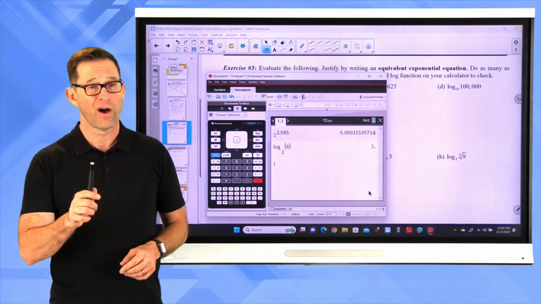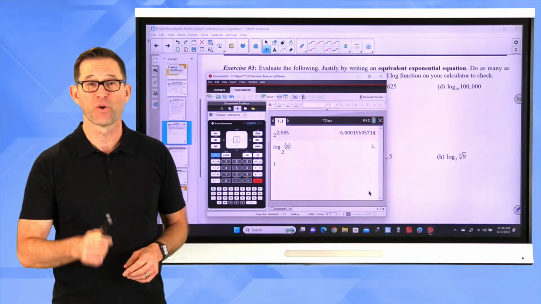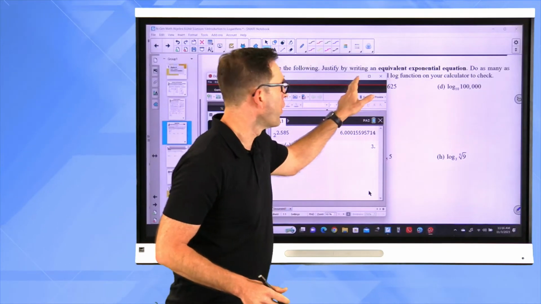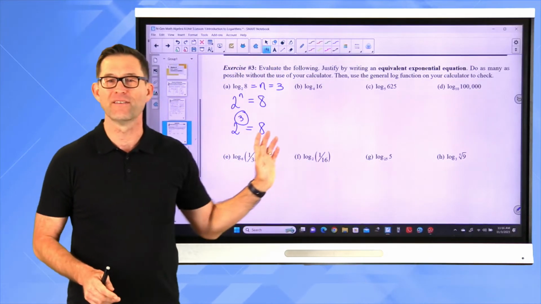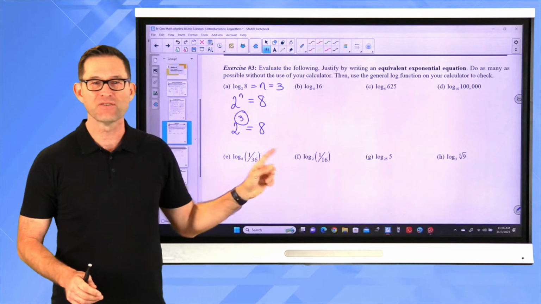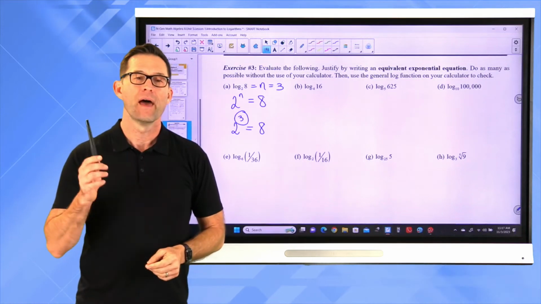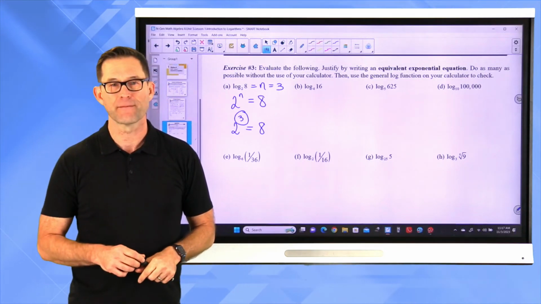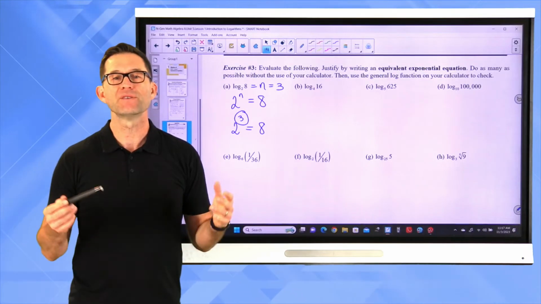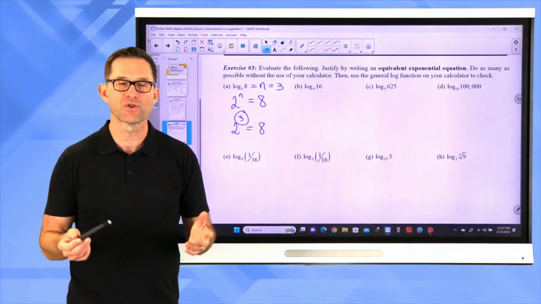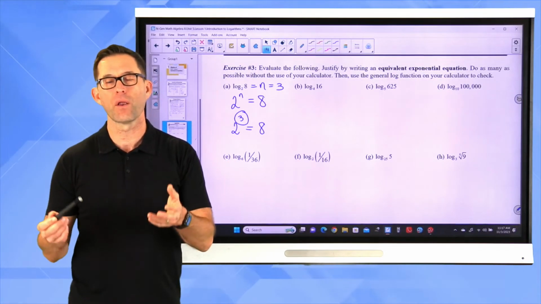Now, I know what some of you are thinking right now, which is, wow, if that's on my calculator, I don't need to understand any of this. I can just chuck this into my calculator. And my goodness, would that be a huge mistake, because it is essential that you understand what a logarithm is.